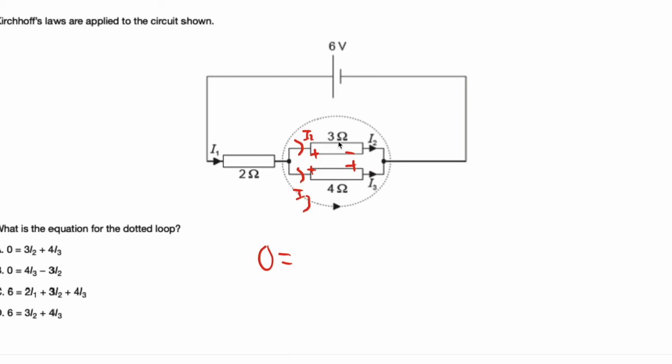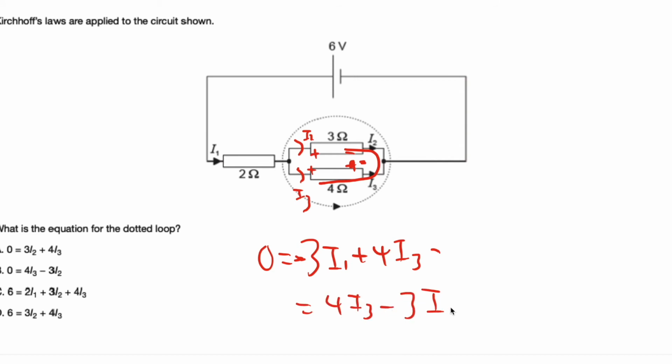So here it will be 3I2 with a negative sign, and then flowing from this direction to this direction is gonna be a positive sign. And this is gonna be equal to 0. So 4I3 minus 3I2 is gonna be equal to 0. So B is the correct answer.